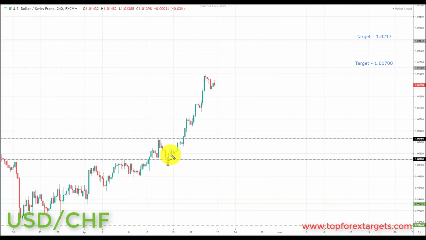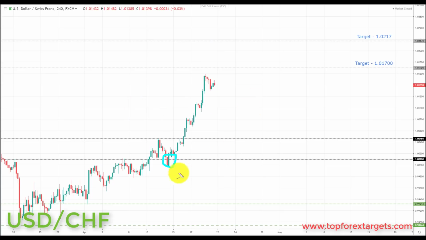Now last week we were sitting at the 1.00100 area, and this was an area we identified as a potential place we're going to start to look for a rally to the upside in the US dollar Swiss franc and bullish formations and patterns. And we did have a really nice rally, and we ripped through the target set from last week.